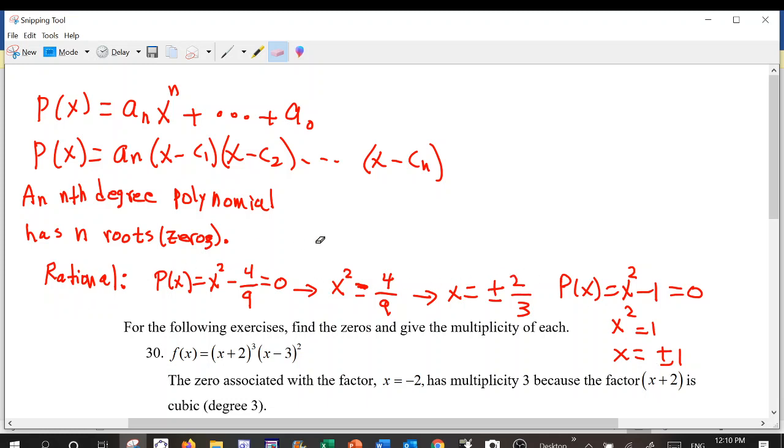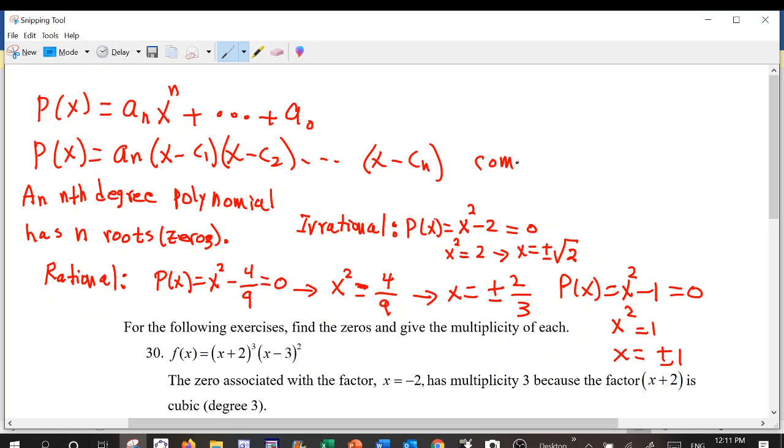Now, polynomials can also have what? Polynomials can have irrational roots. How can we have irrational roots? Well, let's say we have a polynomial that is x squared minus 2. If you set it equal to 0, then x squared equals 2. Then x is what? Plus and minus the square root of 2. That's an irrational root, right? These are irrational.